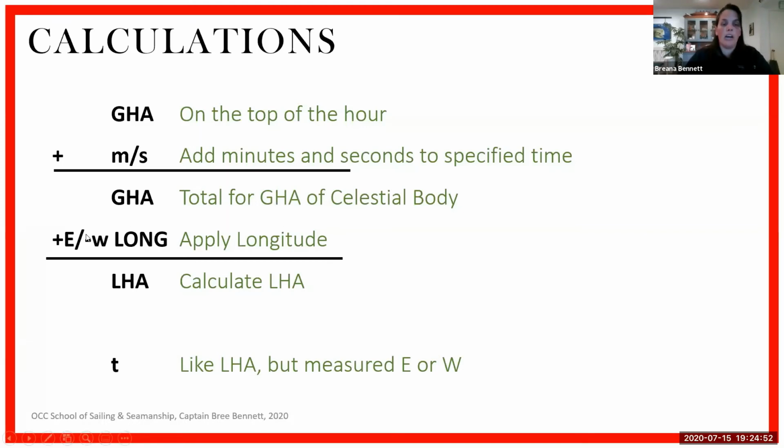Then we apply our longitude, and we're going to add east or subtract west to get our LHA. So that is our local hour angle. We've got to remember, add east, minus west for your longitude, and then you get your local hour angle. And in order to go into Pub 229, we need the local hour angle. So that's why it's so important.